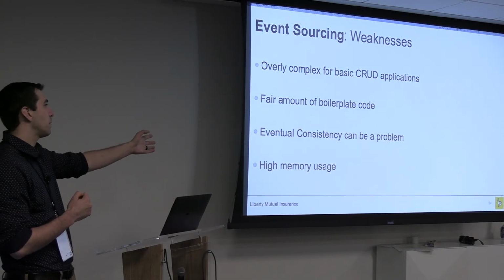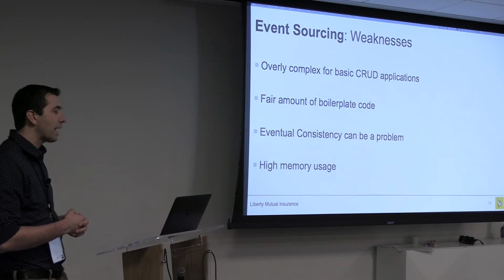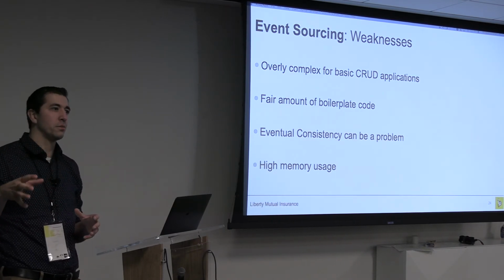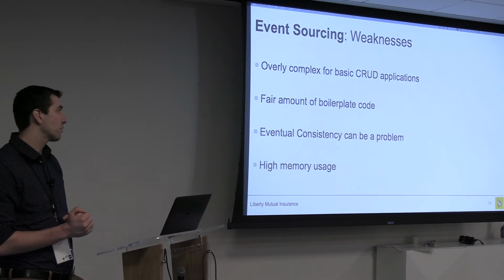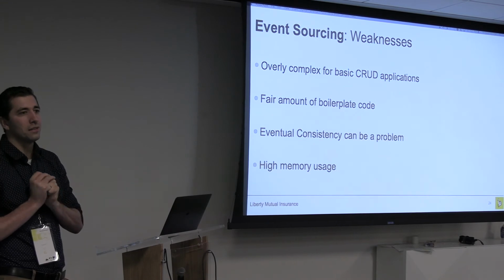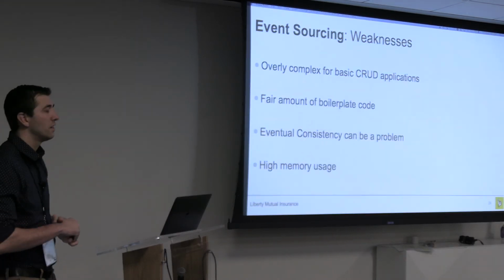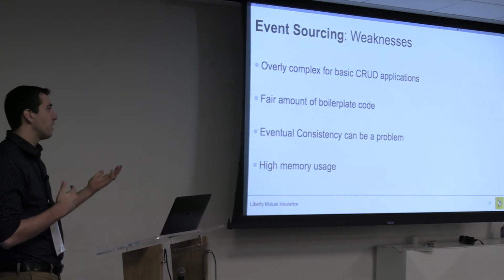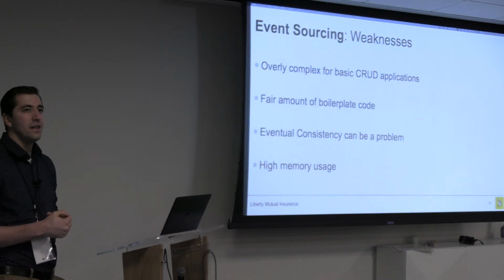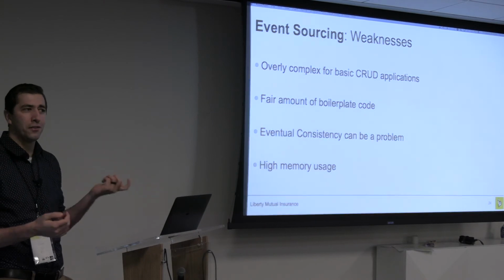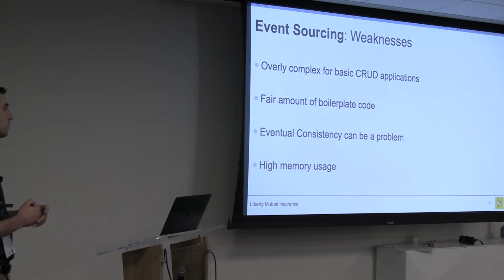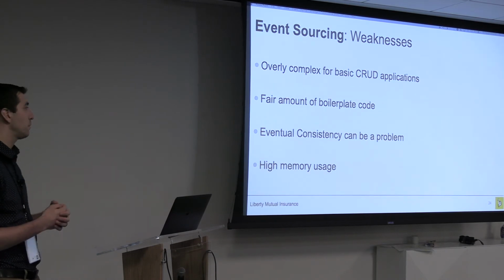Eventual consistency can be a problem. This is the lag time between when you receive the command and when it gets written into the projection. So if you are processing those events asynchronously, it can be a problem. If your read model is out of date, customers can get really confused. In our case, if a customer submits a claim or applies for a policy, and then they reload the page, and all of a sudden that claim is gone, that's a problem. That's a big problem. So eventual consistency is something to definitely keep your eyes out for.